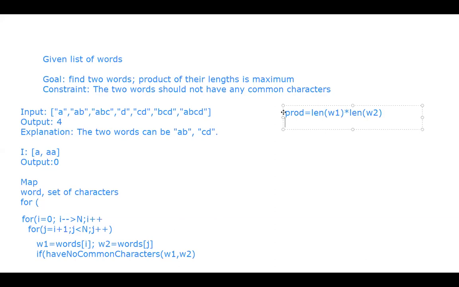And at this point, I can say if my product is more than the max I have so far, and I can initialize max, then I would update the max, right? Does everybody kind of agree with this basic solution? Yes, I agree.